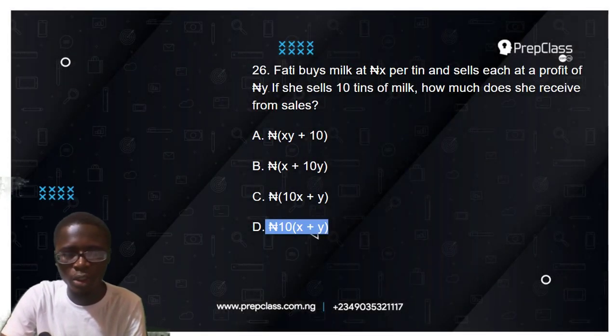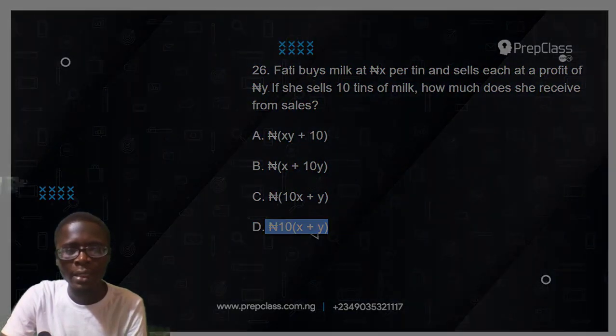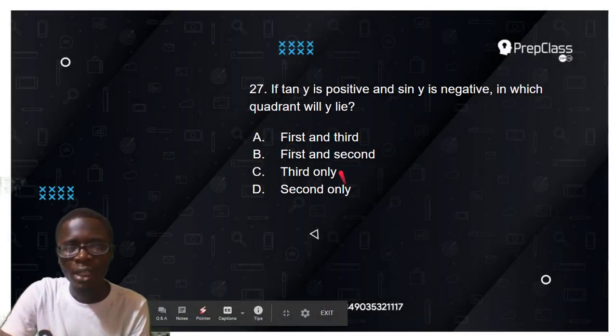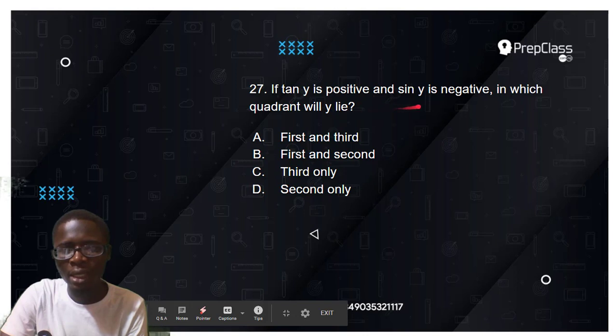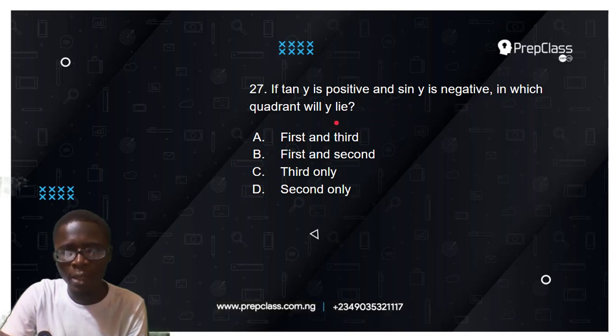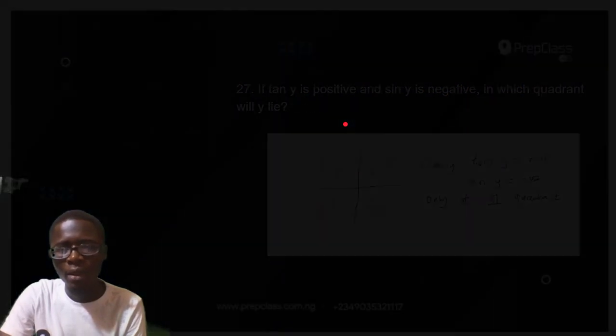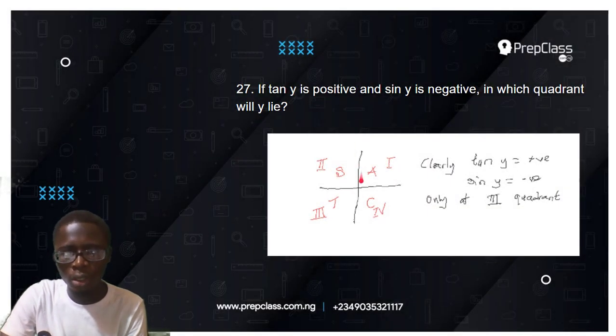Proceeding to the next question, it says, if tan Y is positive and sin Y is negative, in which quadrant will Y lie? Here, the question is testing your knowledge of the four quadrants of the Cartesian coordinate plane. Don't forget, we move anti-clockwise, and then we use these initials to remember.